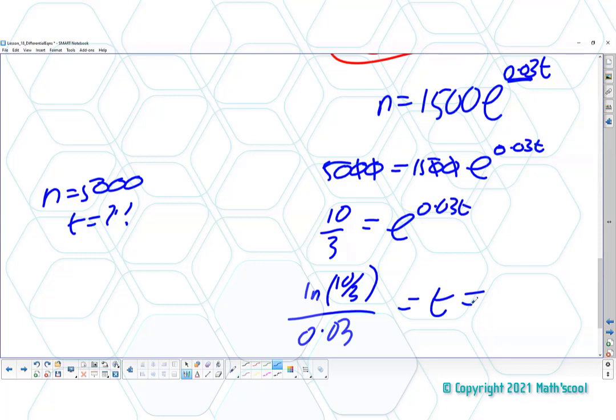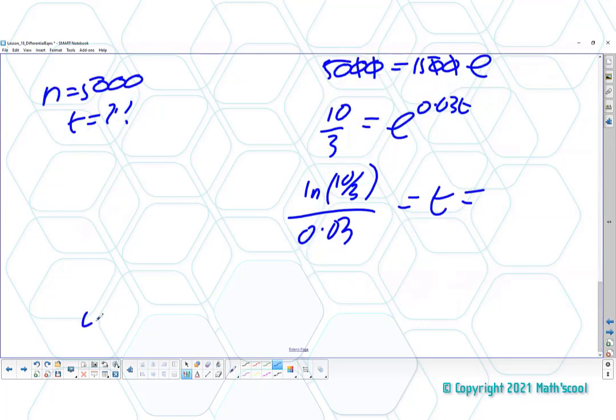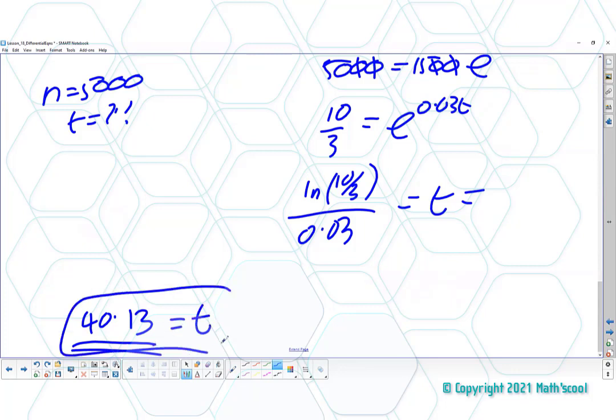So I got 40. Just type in ln of 10 over 3, close bracket, divided by... I got 40.13. I got T is 40.13. So I think we've got 40 hours left to save him. You did it more accurately.